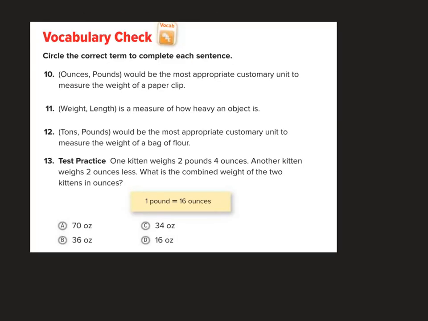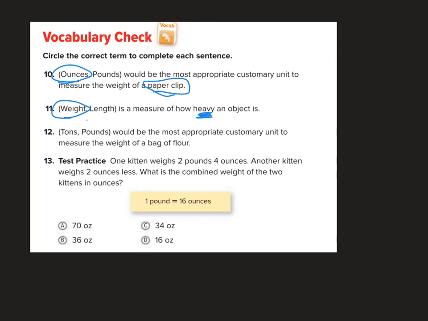Circle the correct term to complete each sentence. Ounces or pounds would be the most appropriate customary unit to measure the weight of a paper clip. Definitely ounces. A paper clip does not weigh as much as a tomato. It weighs more like a piece of bread. Weight is a measure of how heavy something is. Length measures distance. Weight is how heavy an object is.